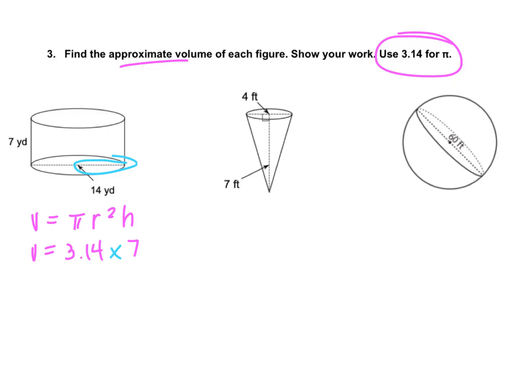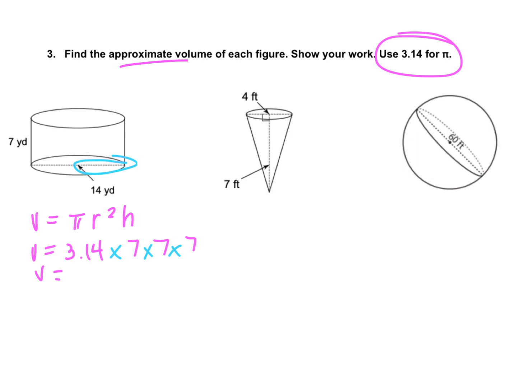Let's see, we need 2 of those, so 7 times 7. And then the height of this cylinder just happens to also be 7. Okay, now go ahead and pick up your calculator and let's calculate all of that.